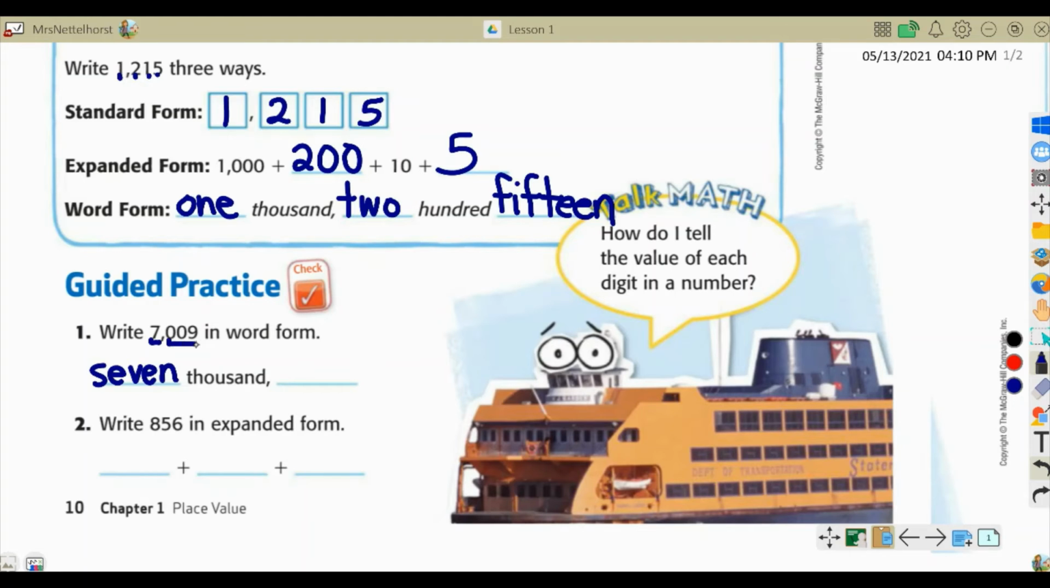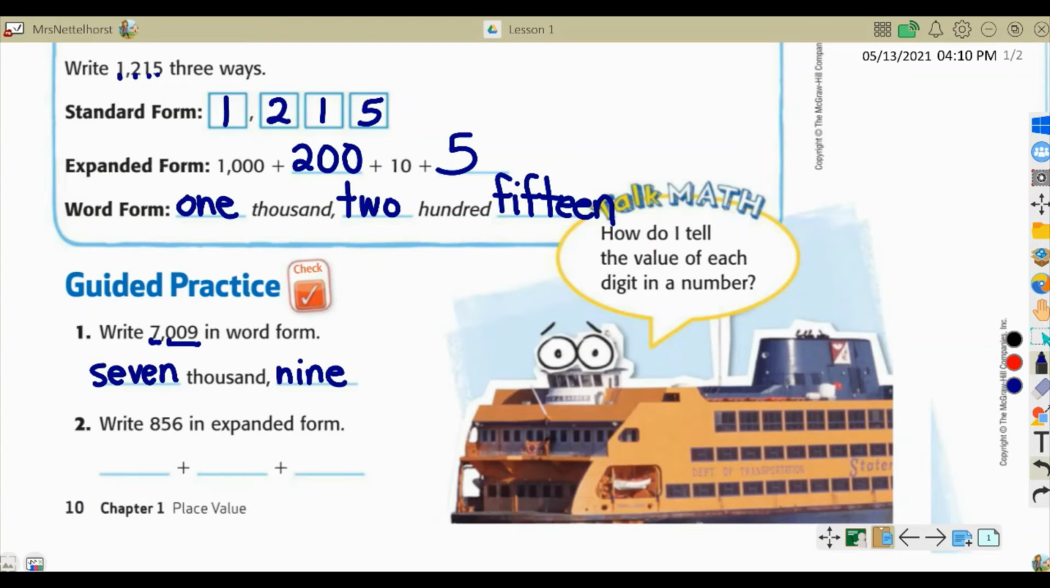Then the only thing that's left is 9, because the 2 zeros have 0 value. We don't mention them. So we just say 9. Do not write "and 9." If you wrote an "and" in there, erase it. Get out of that habit, okay?